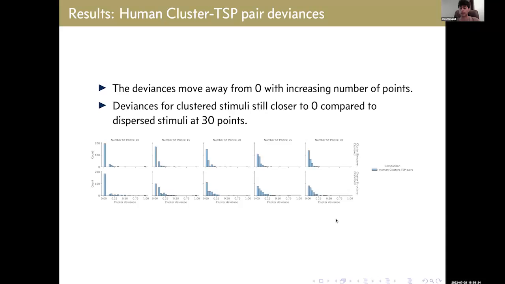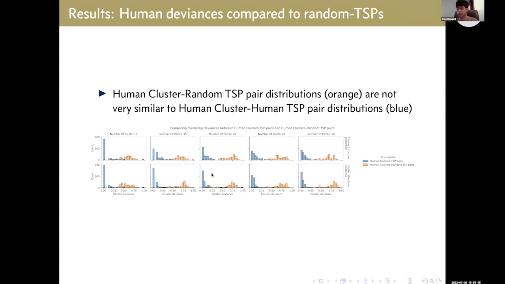And on this graph, if we now overlay a comparison of the deviances for human clusters compared to random TSPs, you see that the distribution is very different. So this suggests that this is not a statistical artifact, and that humans might be using clustering for their TSP solutions.